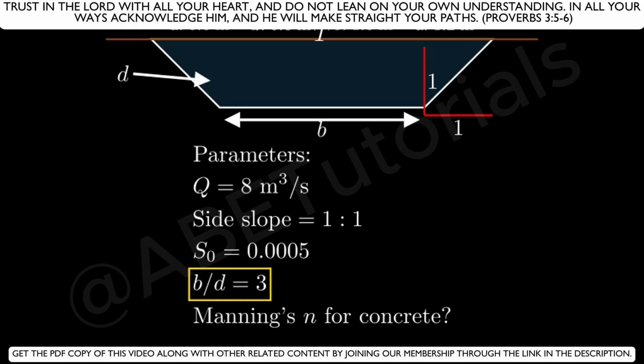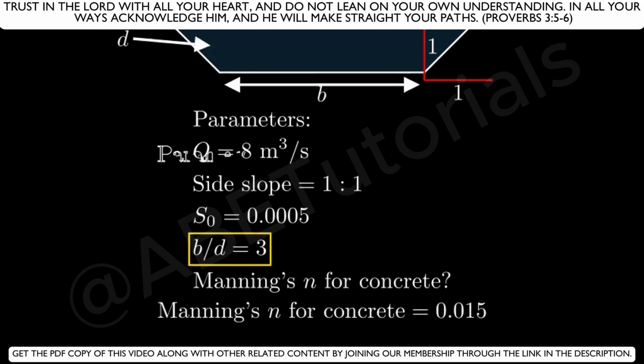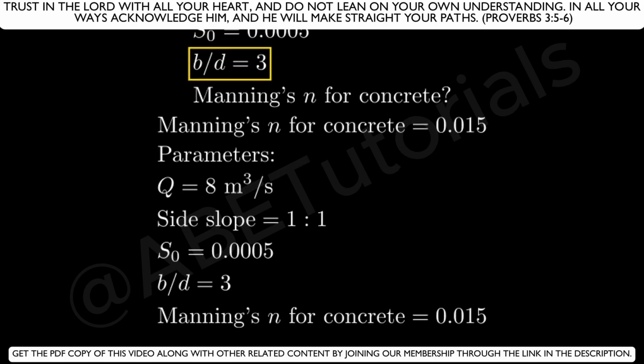One parameter we need for our calculations that is not explicitly given is Manning's roughness coefficient, n, for a concrete-lined canal. A typical value of Manning's n is 0.015. We'll use this value for our calculations.